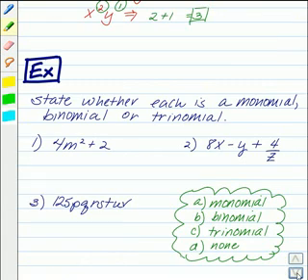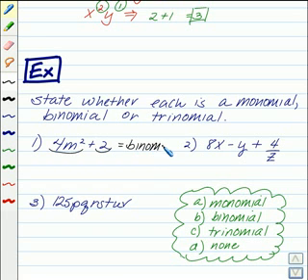Let's do some examples so you can understand this a little bit better. State whether each is a monomial, binomial, or trinomial. So number 1, 4m squared plus 2. Well, we've got a monomial here and a monomial here, and they're together with an addition sign. So we've got two monomials added together, making this a polynomial, and since there's two, it's a binomial. Problem number 2, 8x minus y plus 4 over z. Well, here's the problem here. We've got a variable in the denominator. So because of that, this is not a polynomial. So it's none of the above.